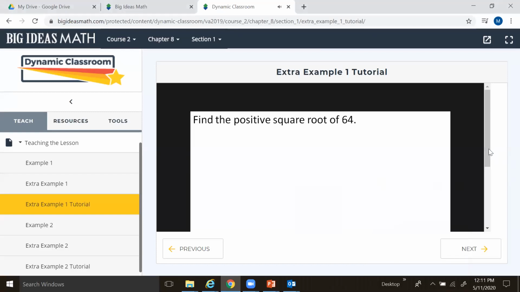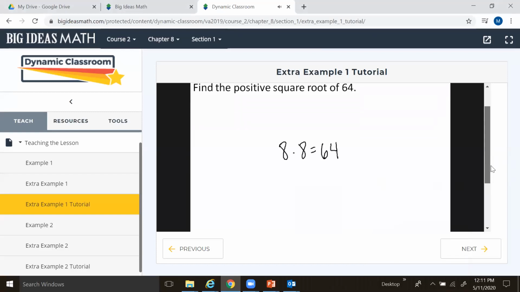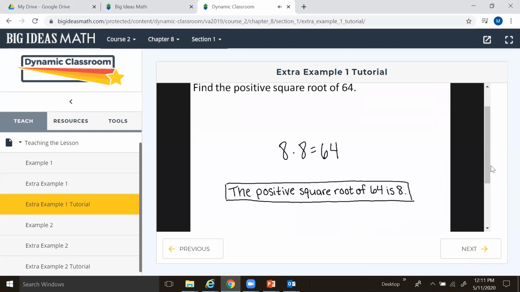Find the positive square root of 64. 8 times 8 equals 64. So the positive square root of 64 is 8.